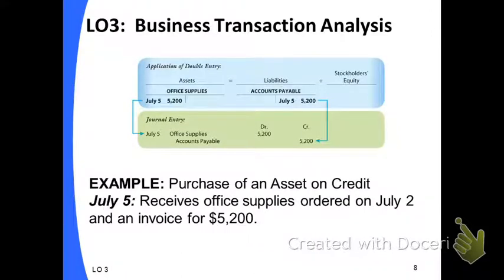Let's look at a third transaction. In this transaction, we're going to purchase an asset on credit. On July 5th, we receive office supplies that we ordered on July 2nd, and we received an invoice for $5,200. So clearly, we've not paid this invoice yet. So we're going to record that we've received those office supplies. So we're going to debit our office supplies asset for $5,200 and credit a liability, accounts payable, for $5,200.